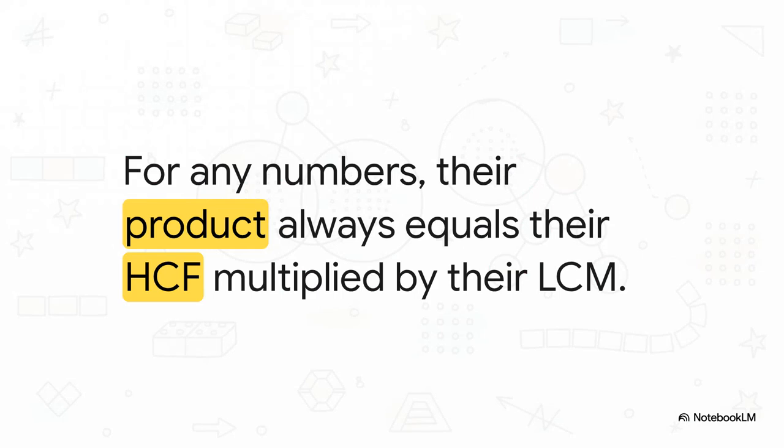Okay, this next part? This brings us to a mind-bending piece of mathematical elegance. The magic formula that links the whole shebang together. For literally any two numbers, let's just call them A and B, if you multiply them together, it will always equal their highest common factor multiplied by their lowest common multiple. This is basically your instant verification tool for any two numbers you ever work with.